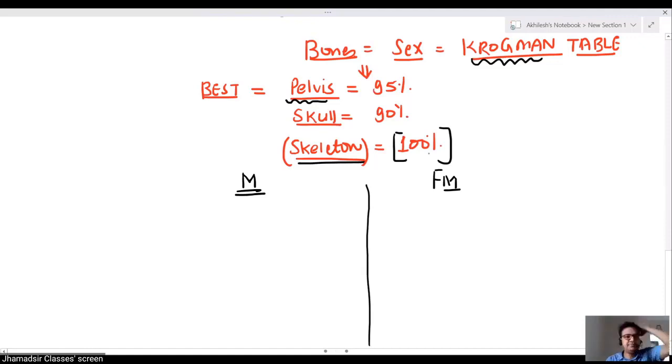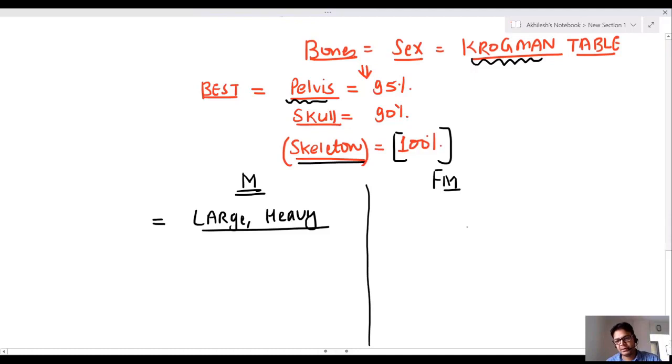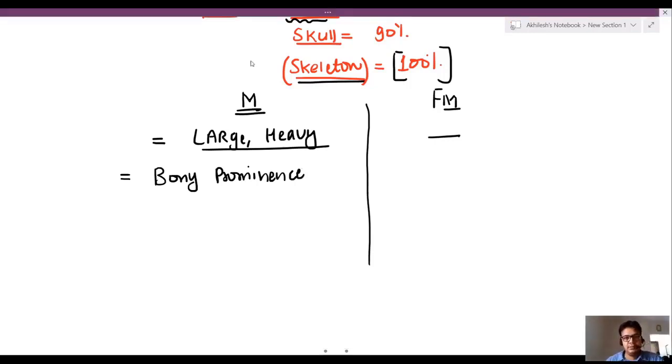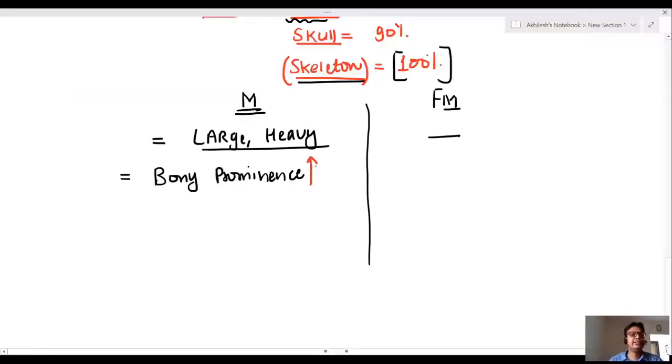Male and female. Okay, now male bones are large and heavy. The opposite is seen in females: small and light. You can write down the opposite here. In males, all bony prominences are more prominent.